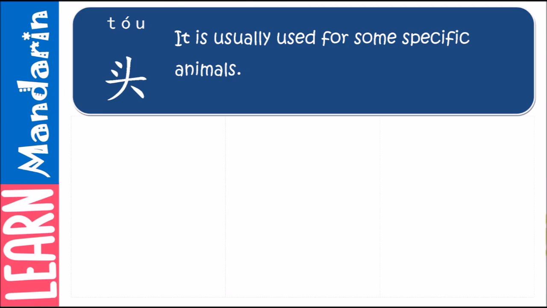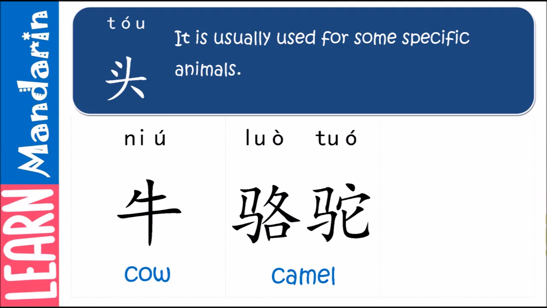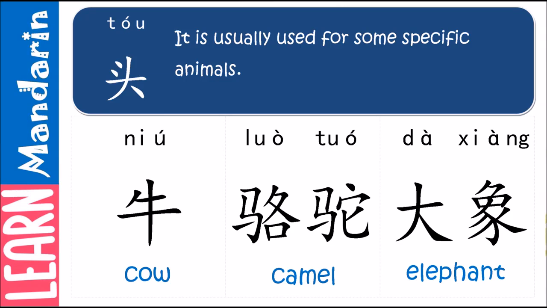The next measure word is 头, which is used specifically for some animals. Example of these animals are 牛, 骆驼, and 大象.